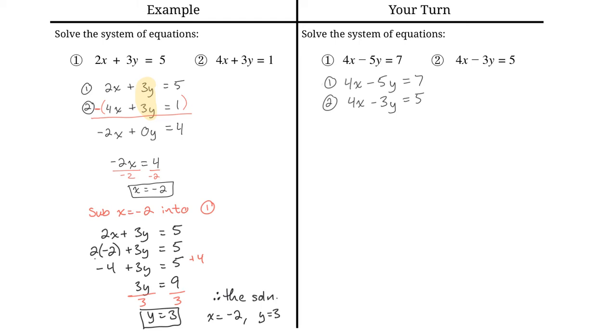So if we add them, 4x plus 4x equals 8x, and that doesn't work. But if we subtract them, 4x minus 4x is 0x. So we need to subtract our two equations from each other.